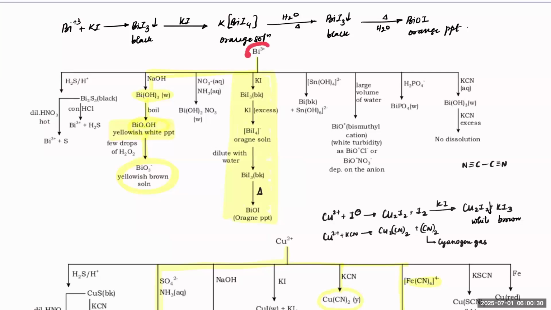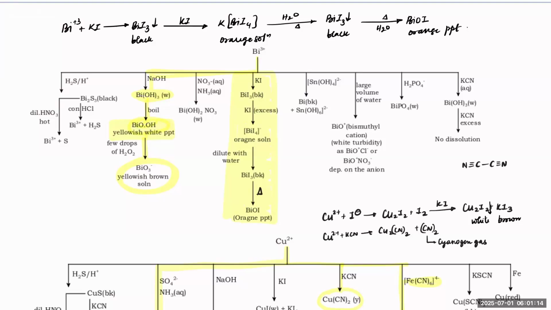If you have bismuth 3+ ions and if you treat with KI, you will get BiI3, which is a black precipitate. And that when you add it with excess of KI will become an orange color complex solution, BiI4-. And that on adding with dilute water, it will convert again into BiI3, which was a black precipitate, which on further heating will convert into BiOI, which is an orange color precipitate. So this is the route which we need to understand, how the bismuth 3+ will convert into BiOI. This is an important route of figuring out the presence of Bi3+.